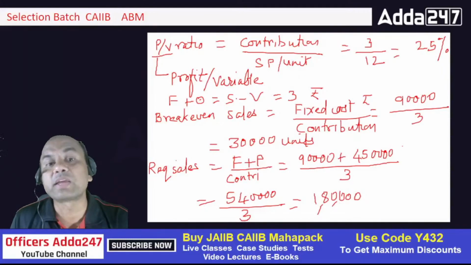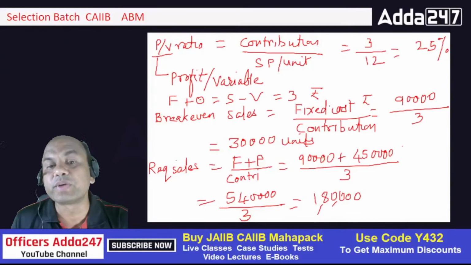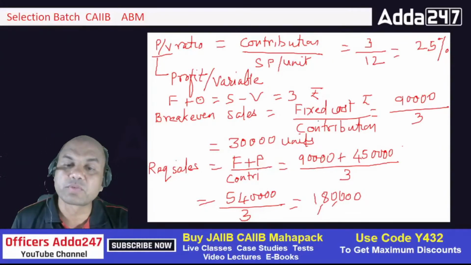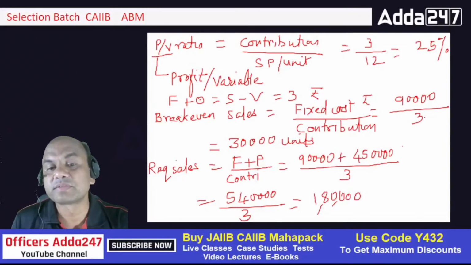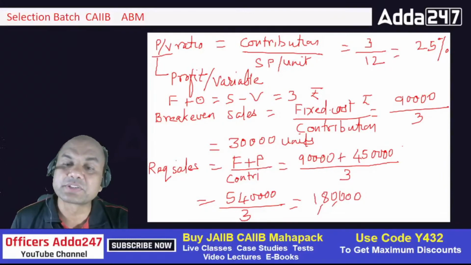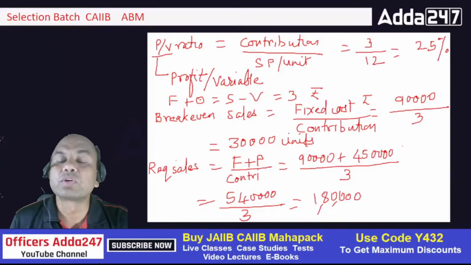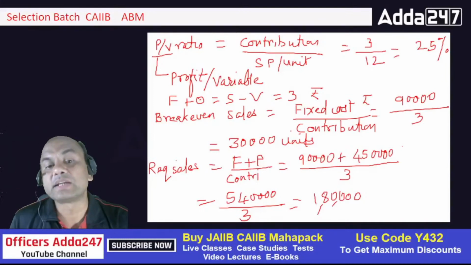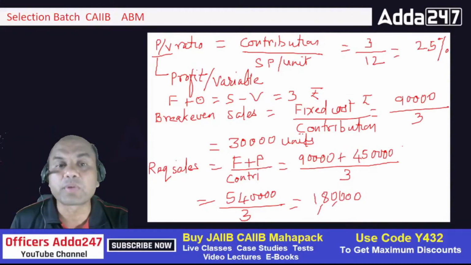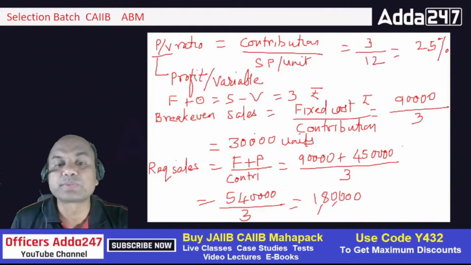Next part required is break-even sales. What is the formula for break-even sales? Break-even sales equals fixed cost upon contribution. What is fixed cost? 90,000. What is contribution? 3 rupees. So break-even sales equals 90,000 upon 3, so it is 30,000 units. To break even, I'll have to produce 30,000 units. At 30,000 units, I'll have neither profit nor loss. Okay, got it? Clear? Break-even sales means 30,000.